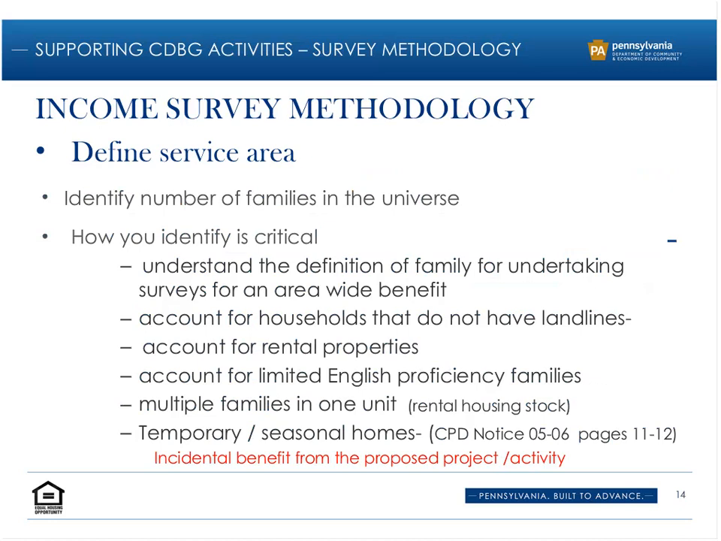So the first thing you really need to look at is to define who's benefiting from these particular projects or activities that are being proposed. Again, defining it means sometimes having to go out and review that project area. Talk with your engineers or whoever's proposing the project. Really understand who's benefiting so that you can identify the number of families in the universe, because that's where you have to start to determine what type of listing you are going to use. And how you identify who is in there is critical.